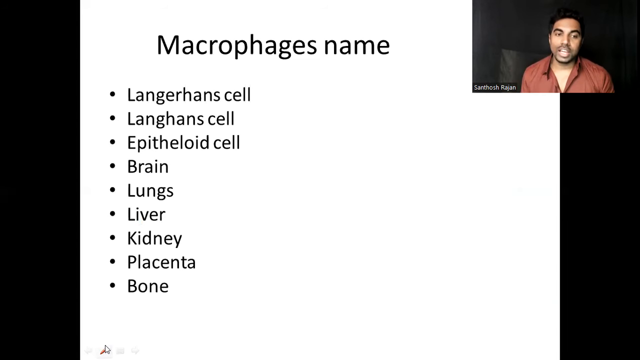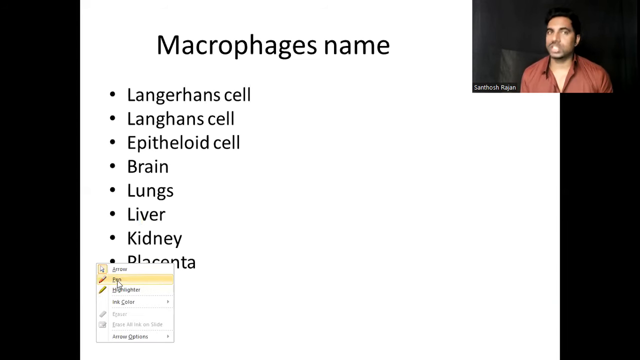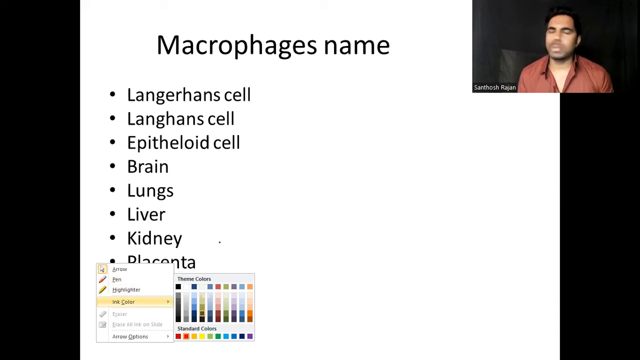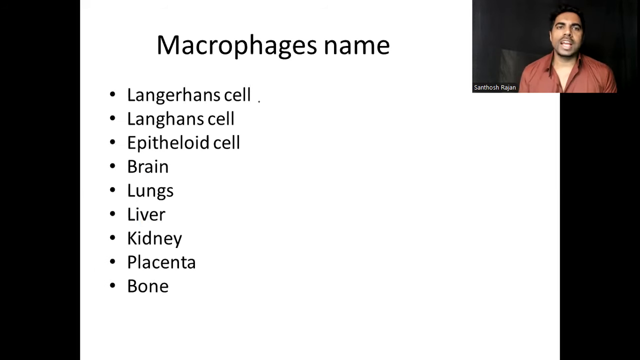Now, macrophages. Macrophages, which are coming in the innate immunity, have different names. This was also a frequently asked anatomy question, or micro, or patho, however you want to say. So, what are Langerhans cells? Basically, the Langerhans cells are the dendritic cells. Dendritic cells, the antigen presenting cells, is the other name.